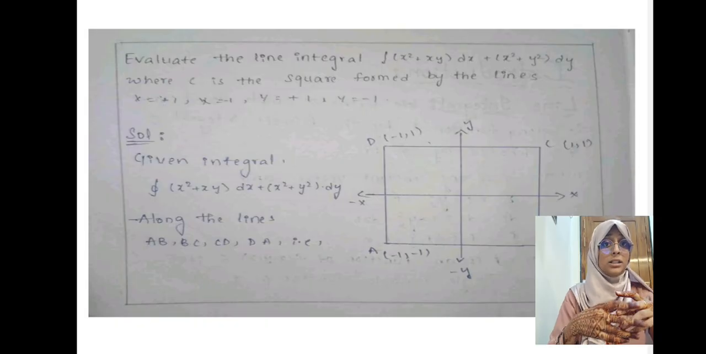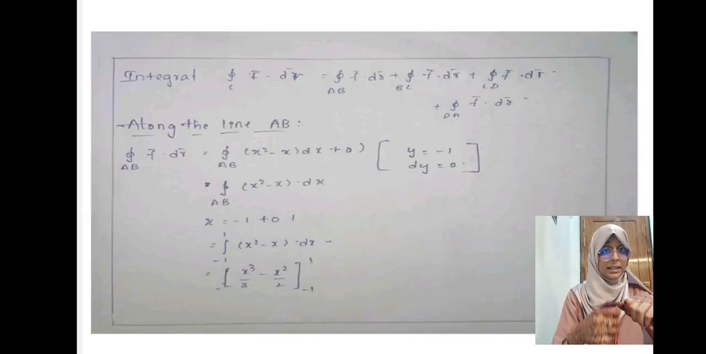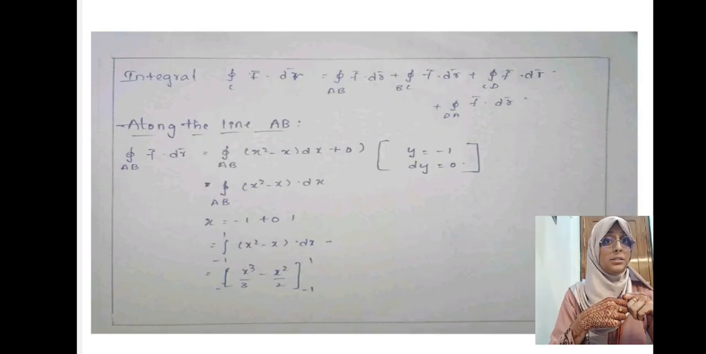Now along the lines AB, BC, CD, DA. So that is integral c of f bar into dr bar is equal to integral AB of f bar into dr bar plus integral BC of f bar into dr bar plus integral CD of f bar into dr bar plus integral DA of f bar into dr bar.